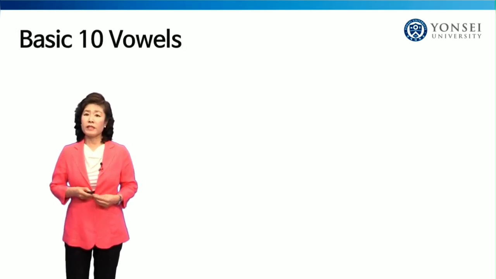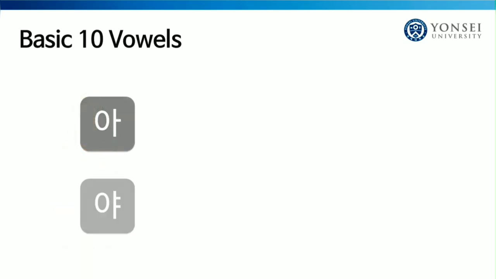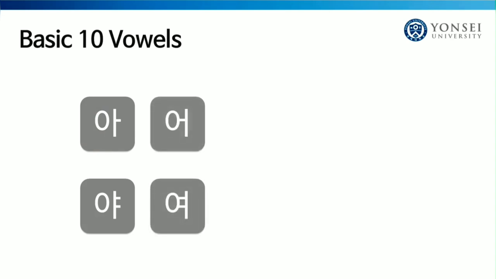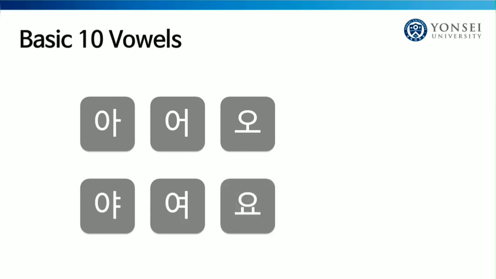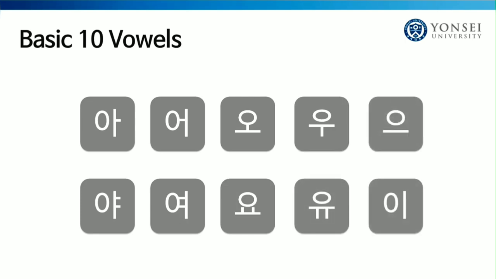Now let's pronounce the 10 vowels in order. A. Ya. O. Yo. O. Yo. U. You. U. E. These are the 10 basic vowels of Hangeul. This is also the order you use when you try to find words in the Korean dictionary.